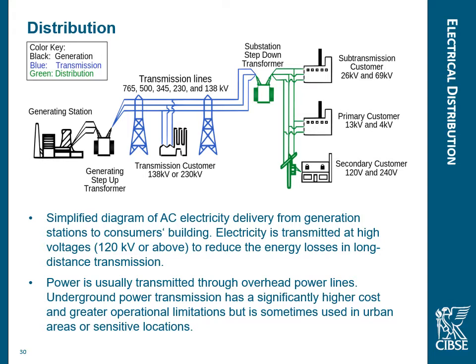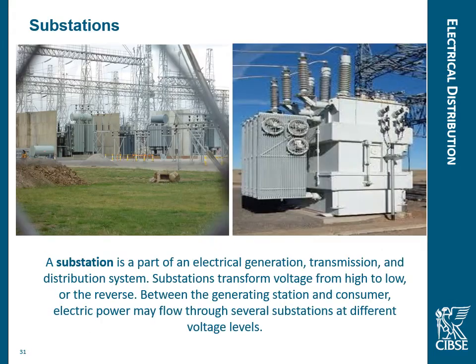And in fact, by the time it arrives at our customer, our school, our warehouse, our university, or places like that, it's probably been transformed down 5 or 6 times. And every time we do that, we lose energy, mainly through heat in the transformer.